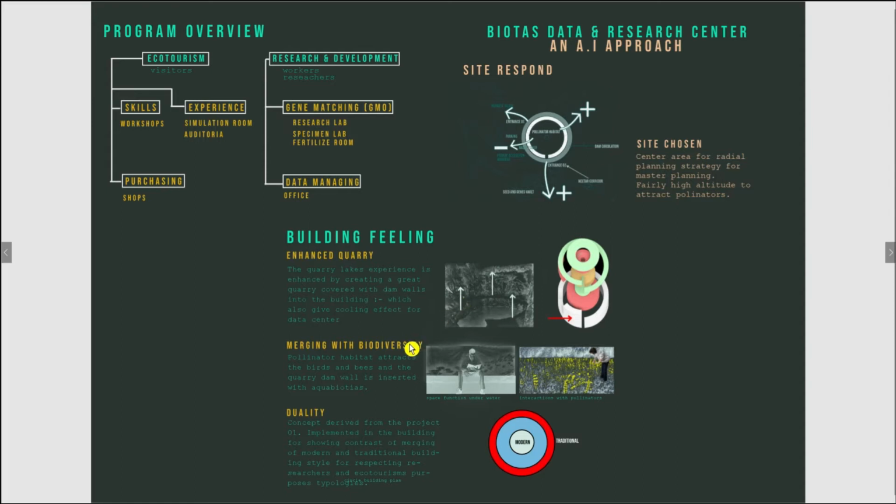So I attempt to enhance the quarry lakes by creating a huge quarry with dam walls. Also, the water is a good cooling agent for the hot data hall servers from AI data collecting. The duality sense stated from Project 1 is shown by the contrast of modern and traditional building styles for the respective researchers and ecotourism typologies.